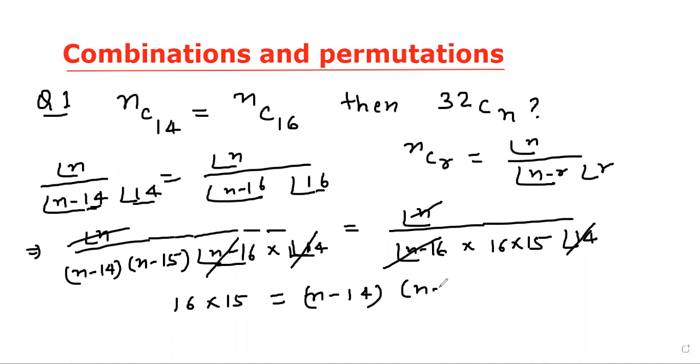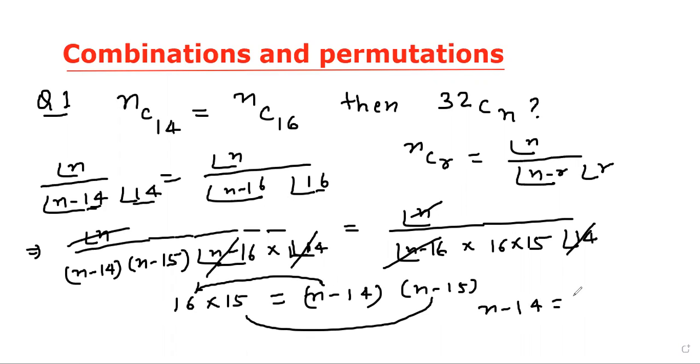So we can use the guess method here. These two terms will be correspondingly equal. So n minus 14 equal to 16, or n equal to 30. The same is true for n minus 15 equal to 15. That will give n equal to 30. So that's the first question. Now let's see question number 2.